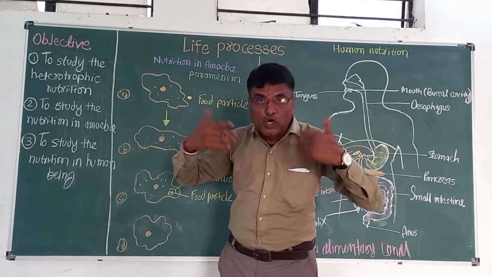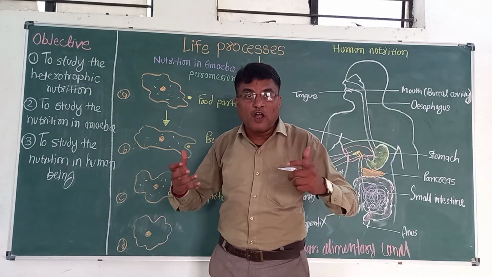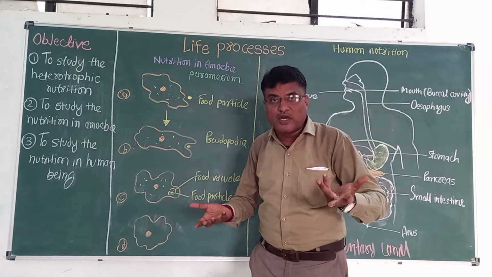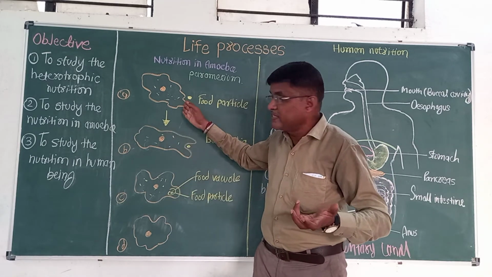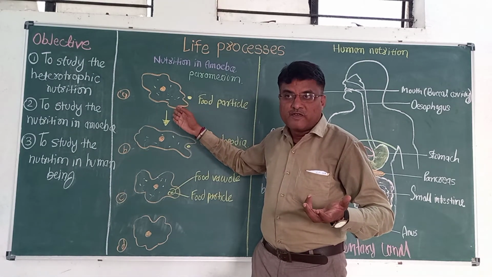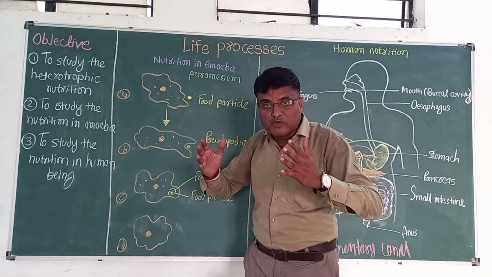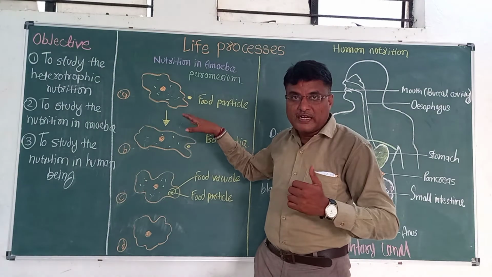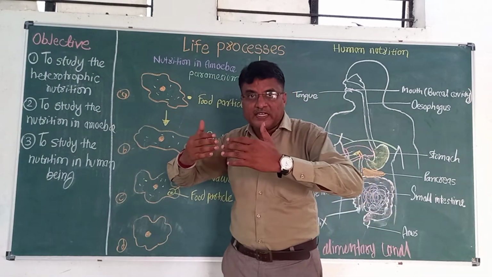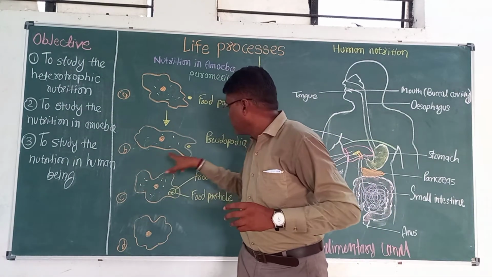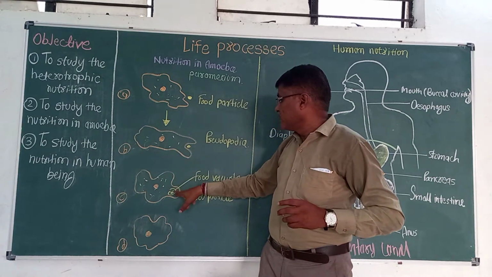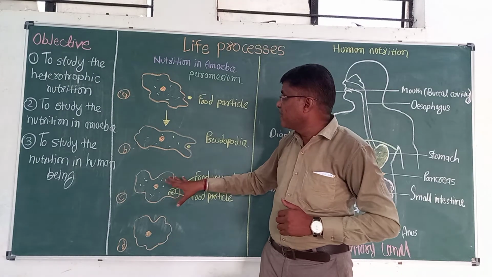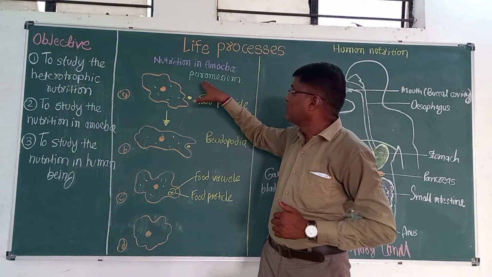Amoeba forms the pseudopodia, that is false feet, from any part of the body, from anywhere on the cell surface. That surrounds the food, and the food is taken inside, and then that forms the food vacuole, and inside the food vacuole the food is digested. In this way, nutrition takes place in amoeba.